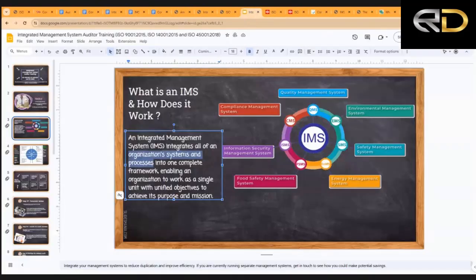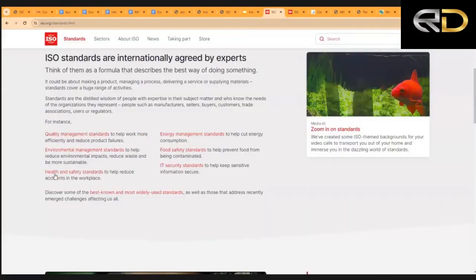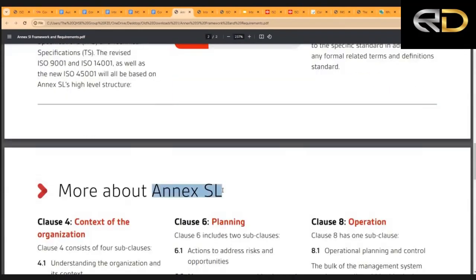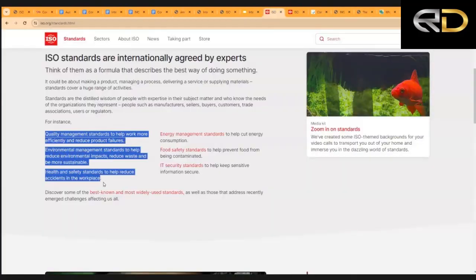And then it goes on to say those organization processes are going to be integrated into one complete framework. So what exactly is this one complete framework? Well, it means that instead of having 1, 2, 3, i.e., quality, safety, and environmental arrangements, ISO 9001, 14001, and 45001, we are going to have one complete framework, and that is called the what? That is called the Annex SL. So the Annex SL, ladies and gentlemen, is basically a framework for integration. This is what is used to combine these three different arrangements, these three different systems, into one complete framework so that you can form an integrated management system.